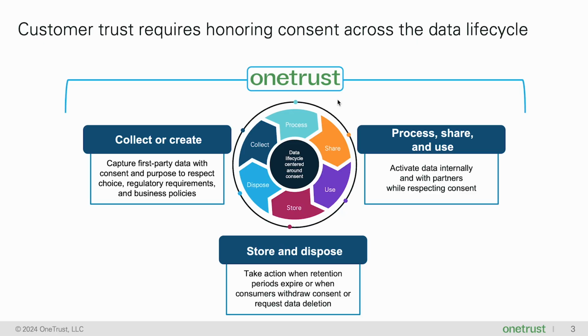So what you see on the screen here is a really fundamental concept that is so important for every organization, which is to establish customer trust, you have to honor consent across the data lifecycle. Now, what does that mean? So let's start with the beginning. On the left-hand side, when you collect or you create data about your customers. So this is called first-party data, where a customer gives you information about themselves. And if they're giving you personal information, then you have to tell them what you're going to do with it. That's called purpose.